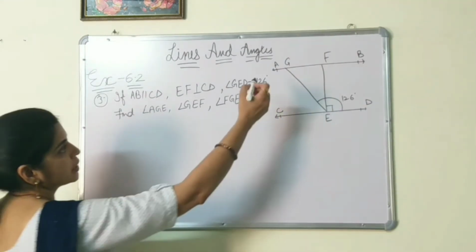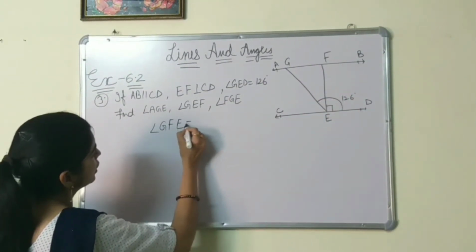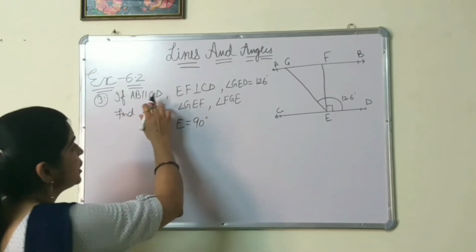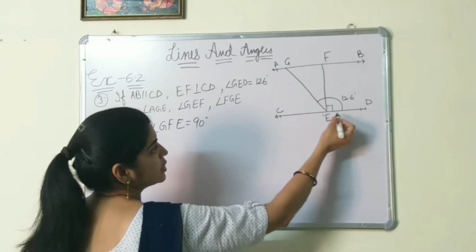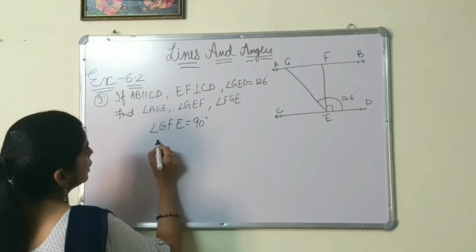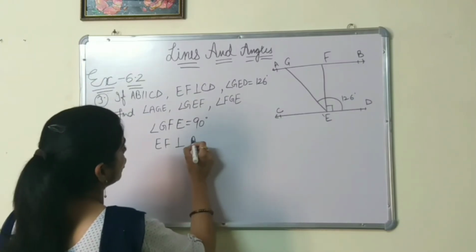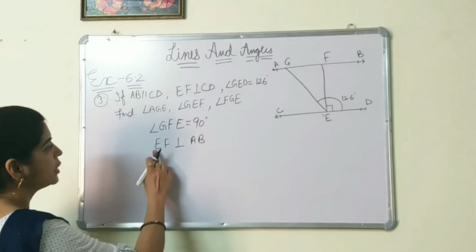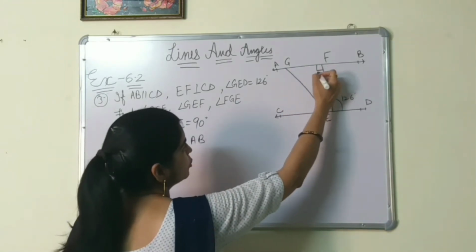First of all, we can say that angle GFE will be equal to 90 degree because line AB is parallel to CD and EF is perpendicular to CD. So we can say that EF will be perpendicular to AB also, because AB is parallel to CD and EF is perpendicular to CD. So angle GFE will be equal to 90 degree.